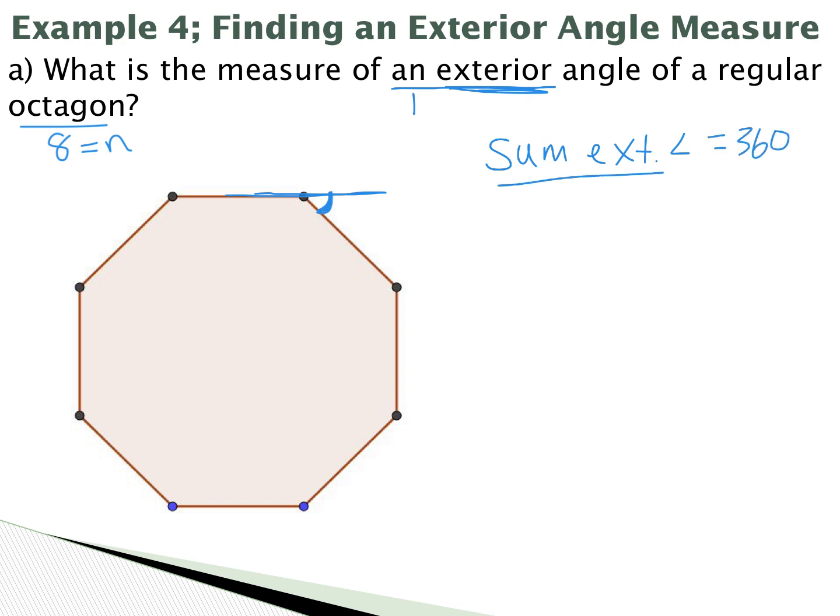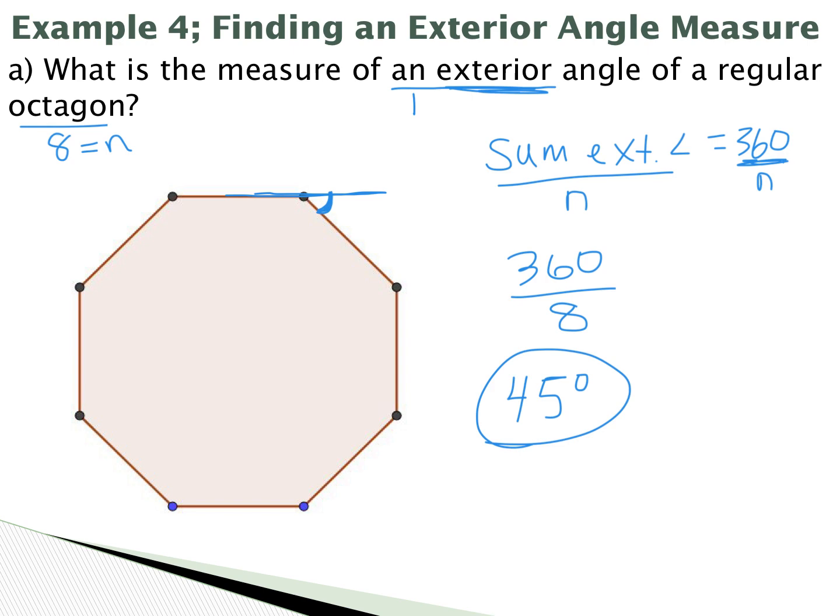Well, then if we just divide the sum of the exterior angles by the number of sides, then we can get a single exterior angle. So that would mean I'm taking 360 divided by my number of sides, 8. And that will give me each exterior angle is 45 degrees of a regular octagon.